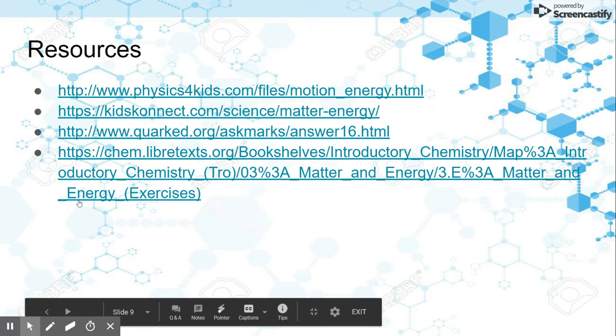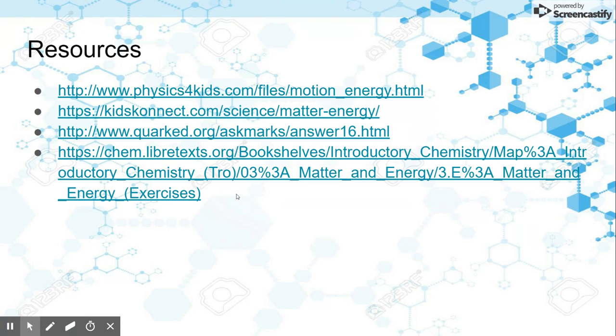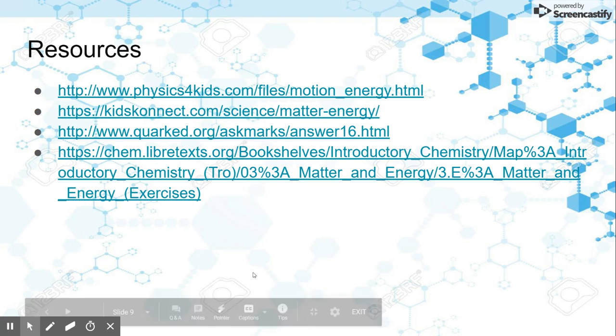And here are the sources I used. Again, they're primarily children's websites so I could understand and connect to elementary students.